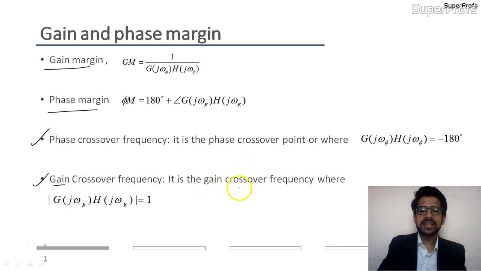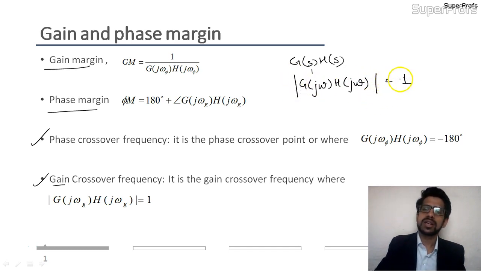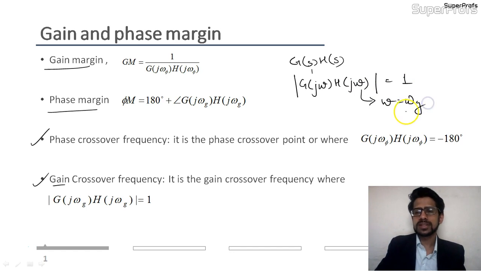It is the gain crossover frequency where the magnitude of g of j omega g into h of j omega g is equal to 1. So when you have a transfer function g of s and h of s, when you transform it as g of j omega into h of j omega, and calculate the magnitude, and equate this magnitude to 1 and find out the value of omega, you will get omega is equal to omega g, which is nothing but the gain crossover frequency.